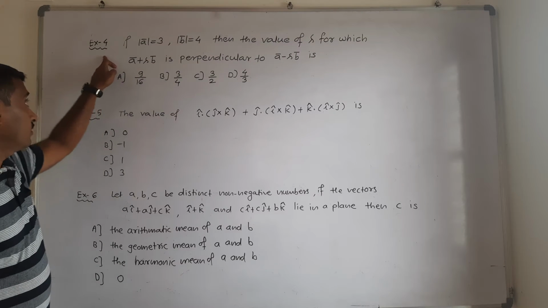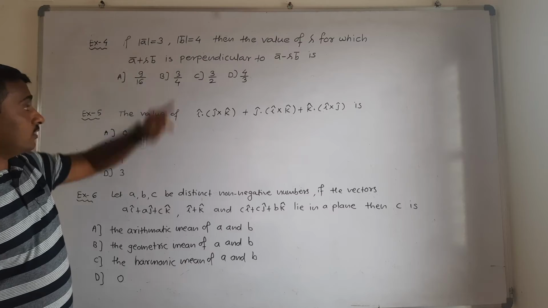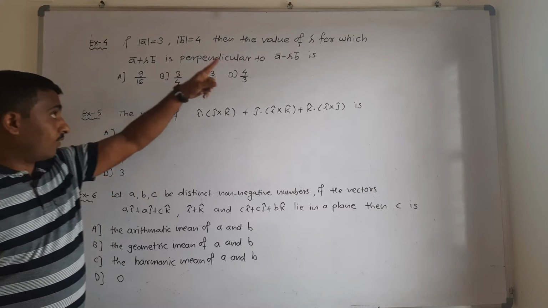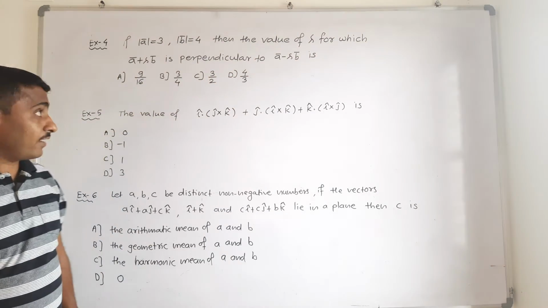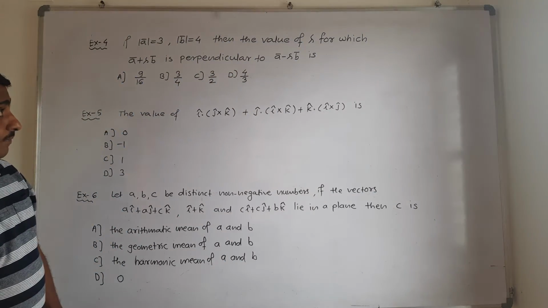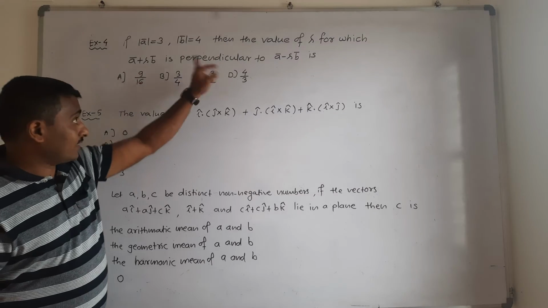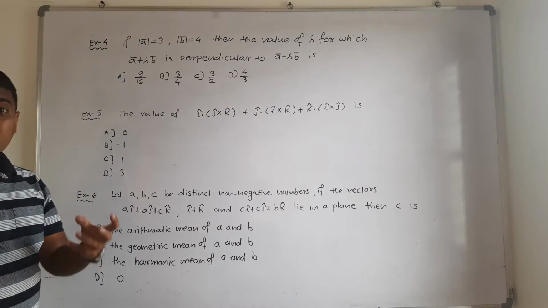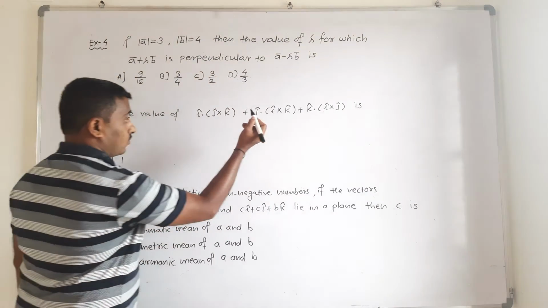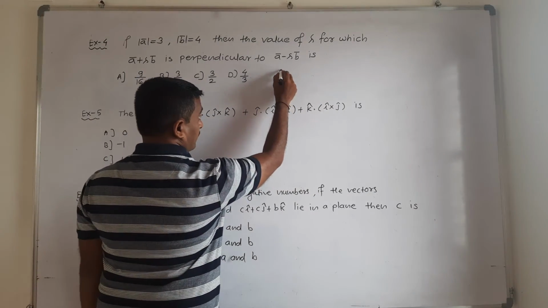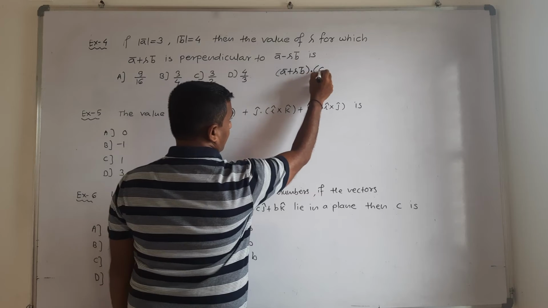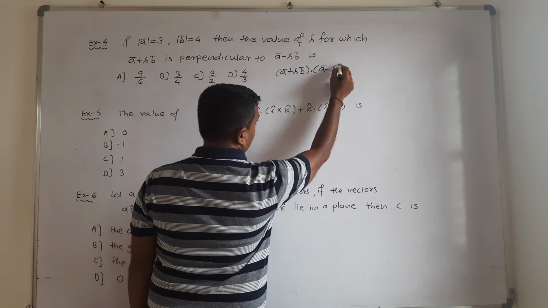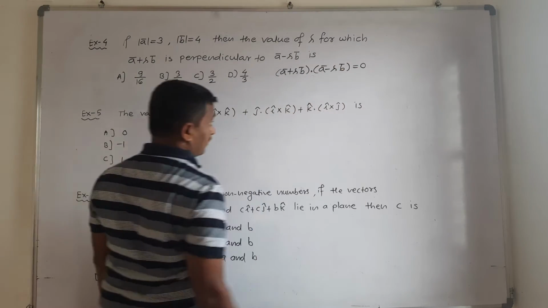Next example. If modulus A bar is equal to 3, modulus B bar is equal to 4, then find the value of lambda for which A bar plus lambda B bar is perpendicular to A bar minus lambda B bar. Since these two vectors are perpendicular, therefore their dot product is 0. Now I take this dot product. A bar plus lambda B bar dot A bar minus lambda B bar is equal to 0.